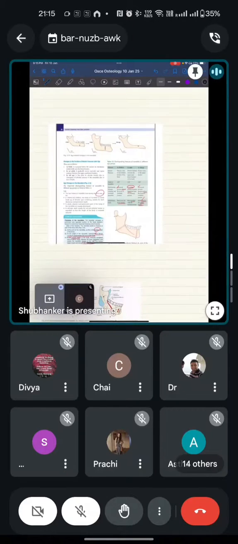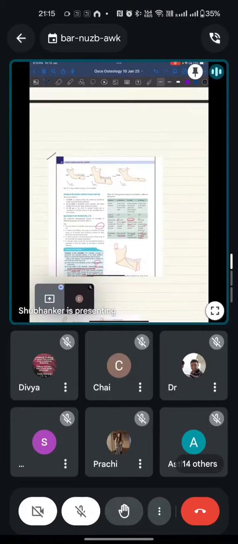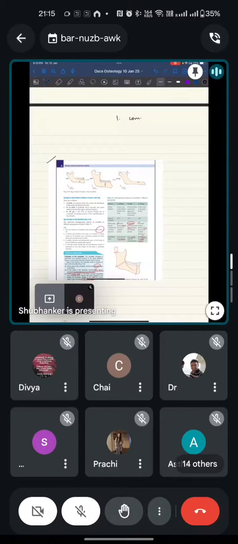Now another two questions which can come from the mandible are over here. First, common site of fracture. Second is the difference between adult and pediatric mandible. It is given over here. Please rectify it. It is important.